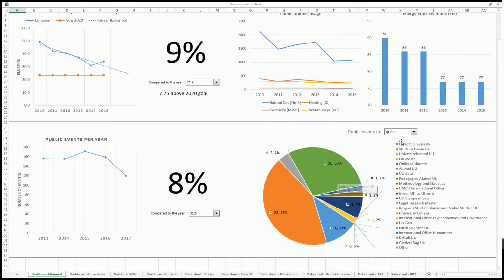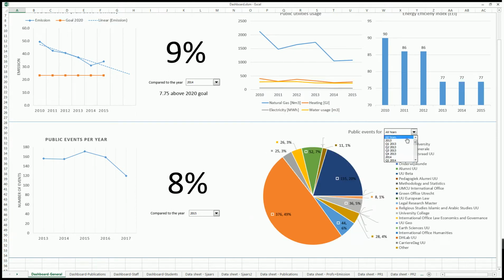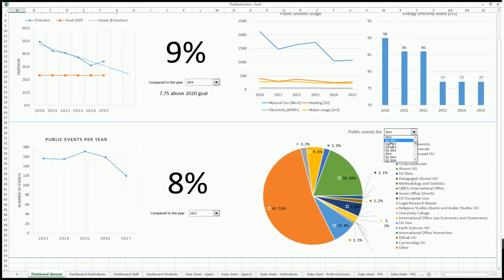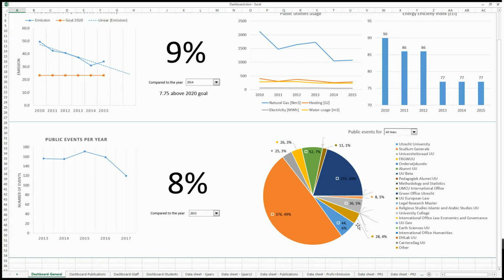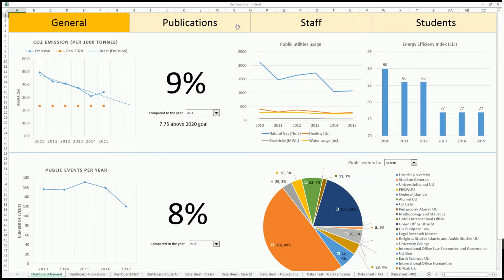did which event. We can have a grand total if we select all years here, but we can also drill down to year level and we can even drill down to quarter level. All the really small faculties have been conglomerated into one category named Other, so as to increase the visibility.